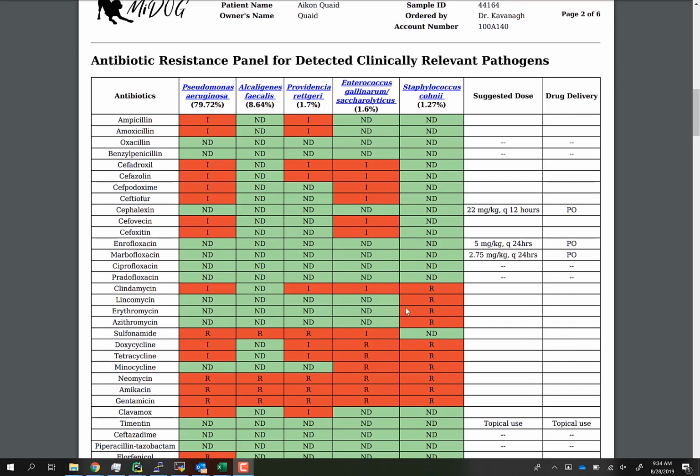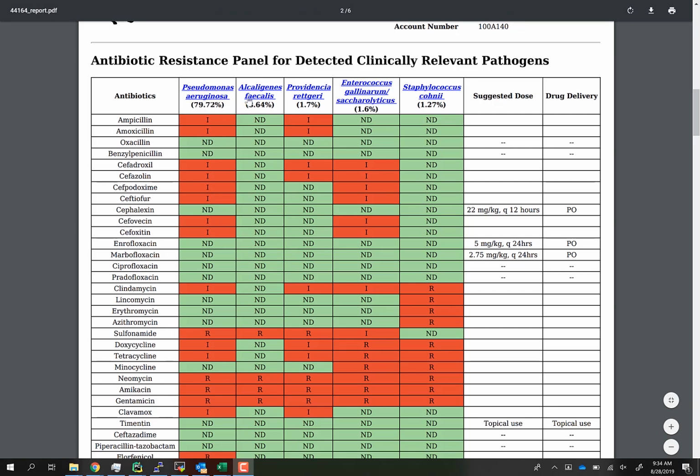The second page lists the different antibiotics and the pathogens horizontally across the top and tells you what genetic resistance or sensitivities there are within each one of these bacteria. Pseudomonas is our number one pathogen at 79%, and they did not determine oxacillin as a genetic resistance, but they did on the sulfonamides and the neomycins and gentamicins. There is some intrinsic resistance in these with clindamycin and the cephalosporins. And the same follows for all the other bacteria seen in this sample.